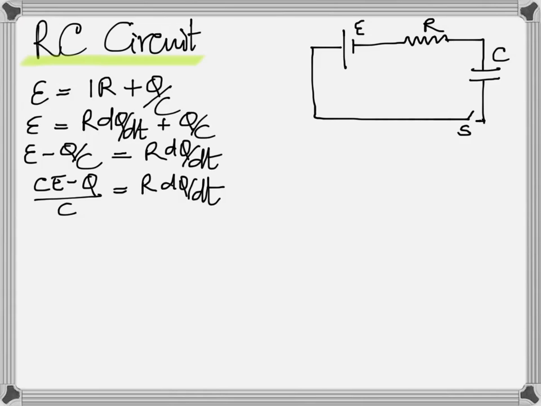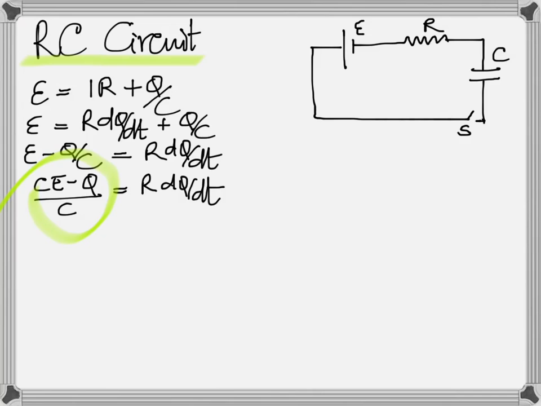Right? When you take the lowest common multiple, C multiplied with E, that will become CE minus Q by C. Does that make sense? Does this part make sense? CE minus Q by C is equal to R dQ by dt.